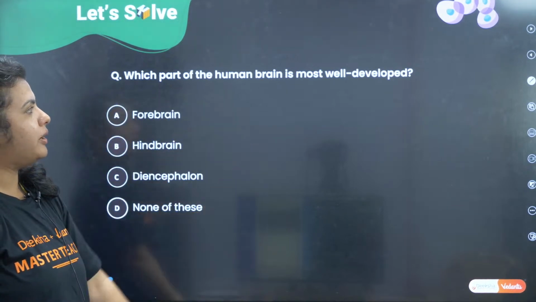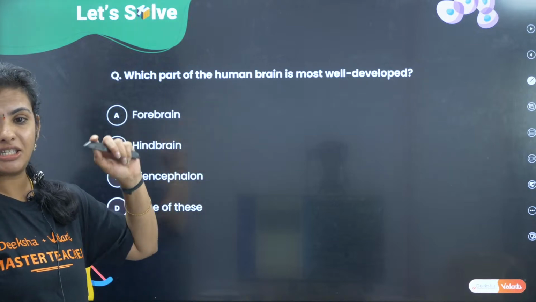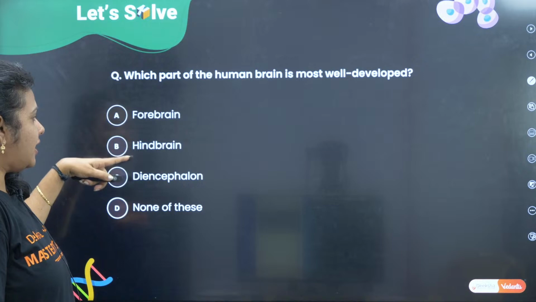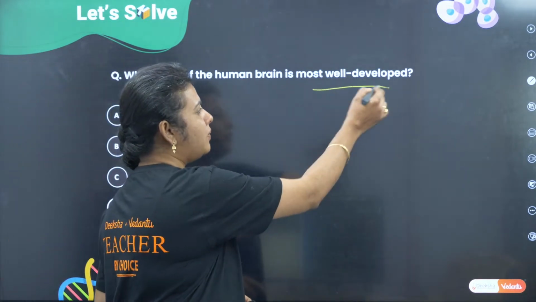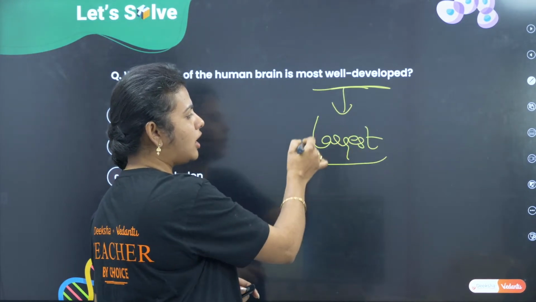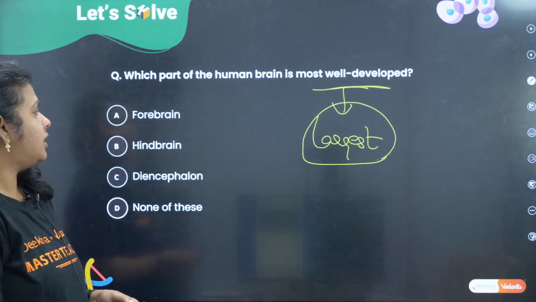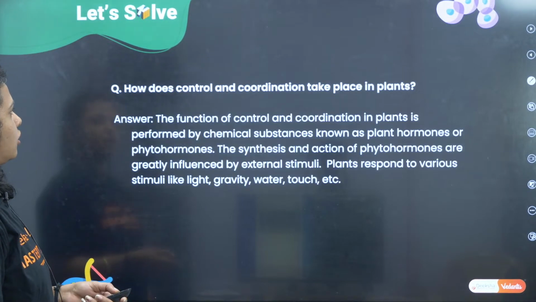Which part of the human brain is most well developed? This also we have seen in the flow chart, my first diagram. Forebrain, hindbrain, diencephalon, none of these. Most well developed, the largest part of the brain, which has receptors for all the sense organs and the ability to think and respond, that is going to be the forebrain.